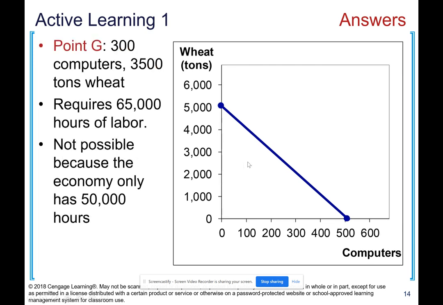Okay, now let us find point number G, 300 computers and 3,500 tons of wheat. It is to the right of this production possibilities frontier. It is not possible. Okay, not possible because the economy only has 50,000, but this combination requires 65,000 labor hours. To the right is not attainable.